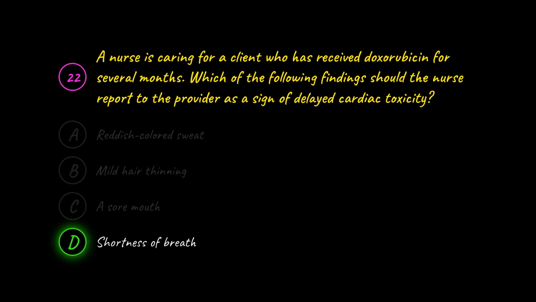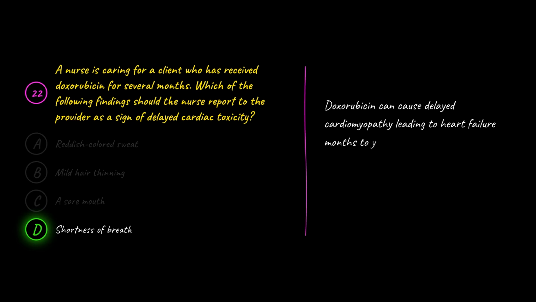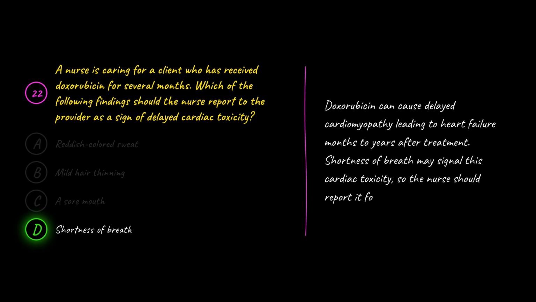The correct answer is D. Shortness of breath. D is correct because doxorubicin can cause delayed cardiomyopathy leading to heart failure months to years after treatment. Shortness of breath may signal this cardiac toxicity, so the nurse should report it for further cardiac evaluation.